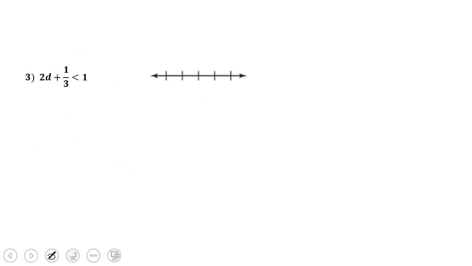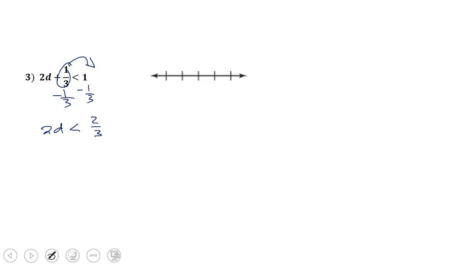Number 3 says 2d plus 1/3 is less than 1. So the first thing we're going to do here is subtract 1/3. We're going to combine like terms, moving it to the other side of the inequality. That would leave us with 2d. And of course, 1 minus 1/3 would be 2/3. And again, the inequality remains true anytime you add or subtract the number to each side. That's what the property of inequality for subtraction says.